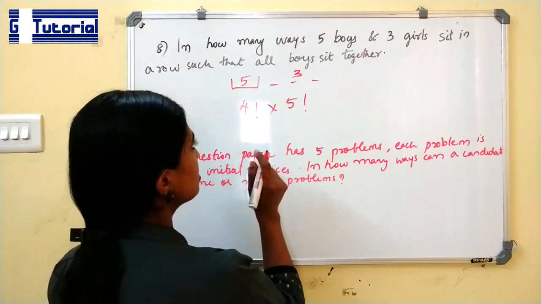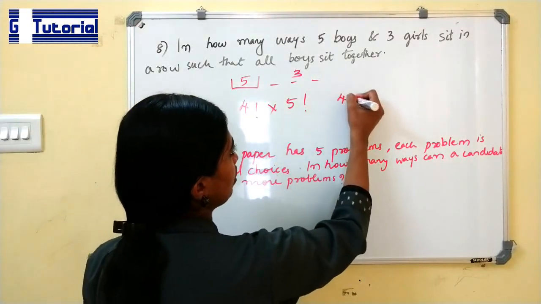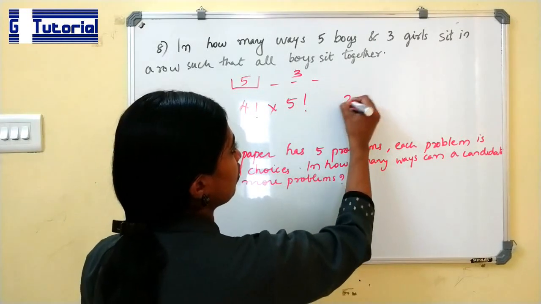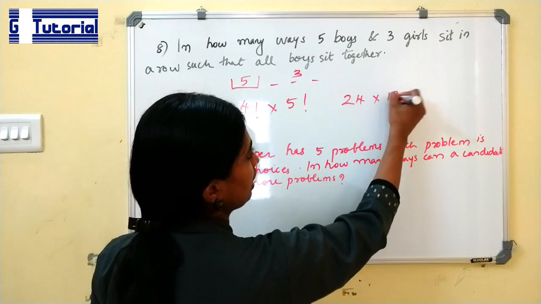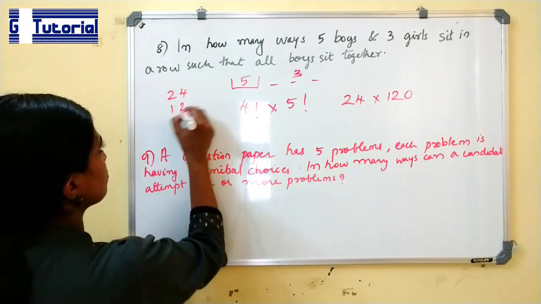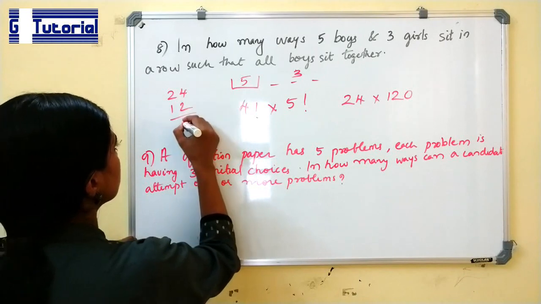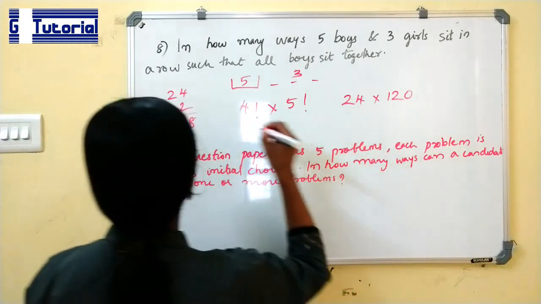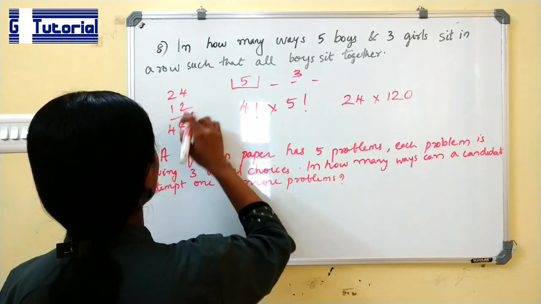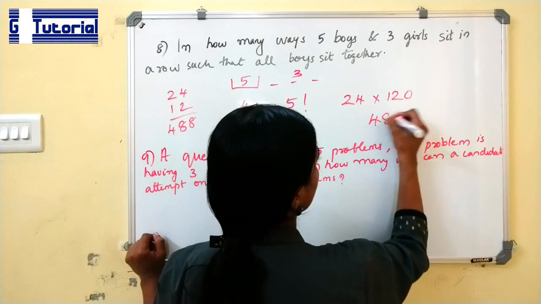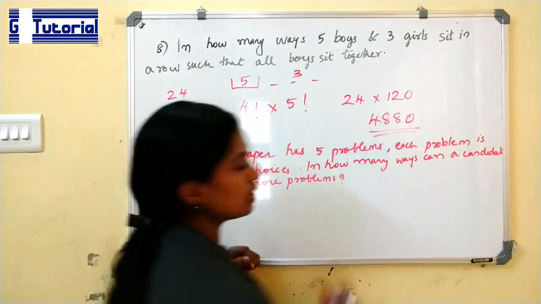4 factorial is 4 into 3 into 2 into 1. That is 24. 24 into 5 factorial, 120. 24 into 120: 4 2s are 8, 2 2s are 4. 4 plus 4, 8. So 2880. This gives the answer for this question.